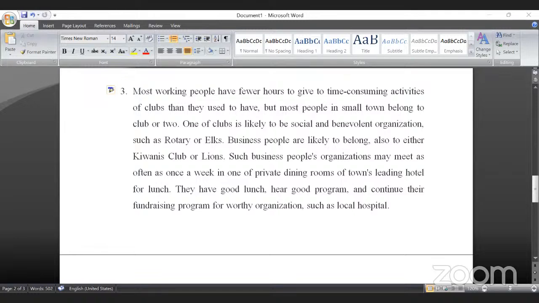Read the sentence again. The sentence basically says that the activities at the club are time-consuming. It's a general statement. Most working people have fewer hours to give to the time-consuming activities of clubs. So it is assumed that most of the clubs' activities are anyway time-consuming. It is nothing specific. If there was one activity that was picked and being spoken about, then you could have said "the" specifically about this one. But it is a general reference to all the activities that happen there.